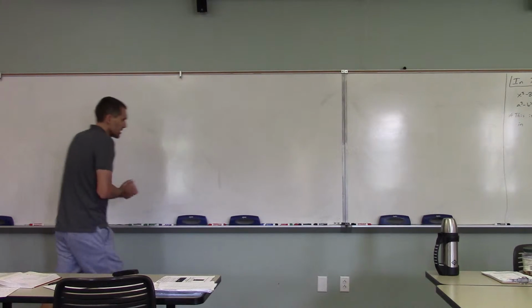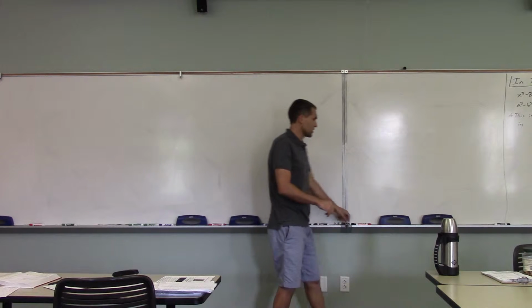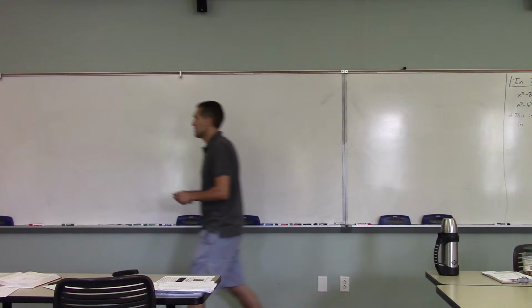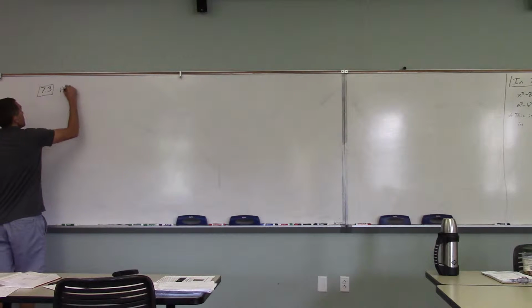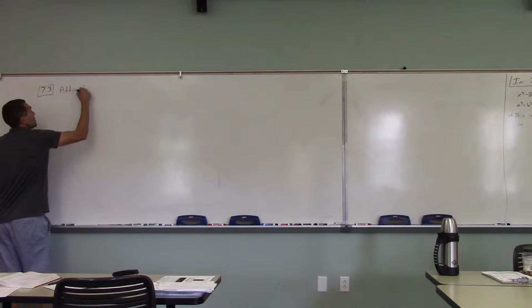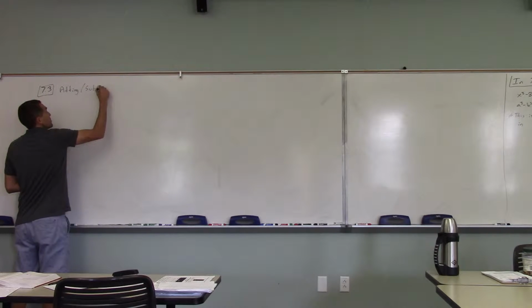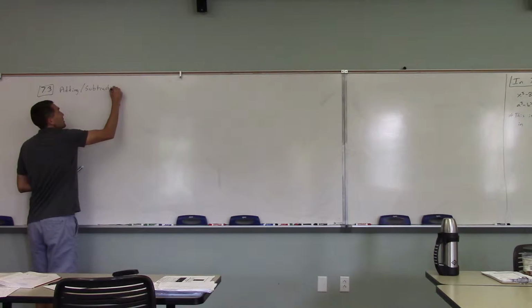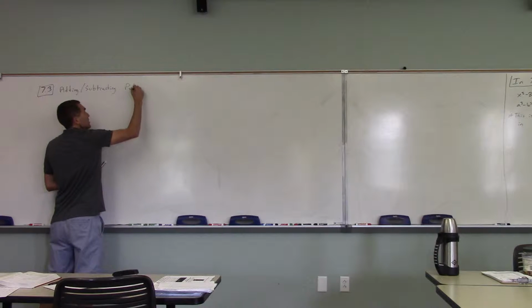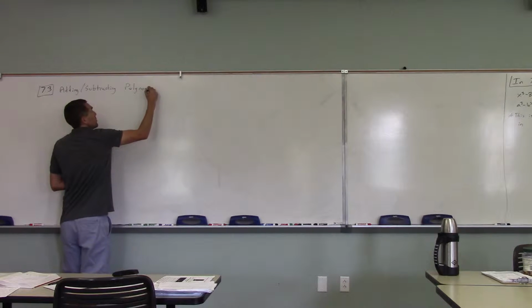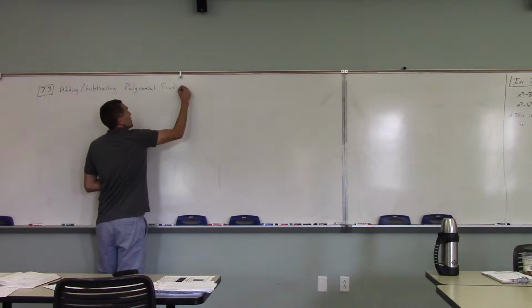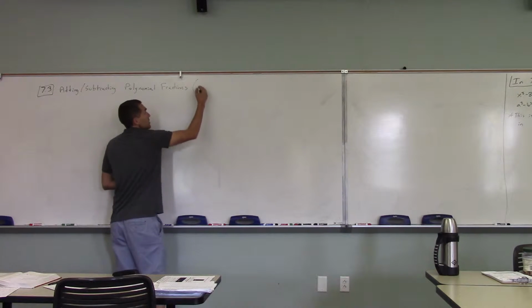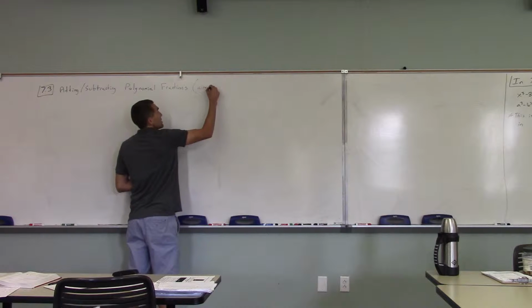Now we're going to be working on adding and subtracting fractions. We start out with fractions with the same denominator. This is 7.3. Adding, subtracting polynomial fractions. And in parentheses here, they already have the same denominator.